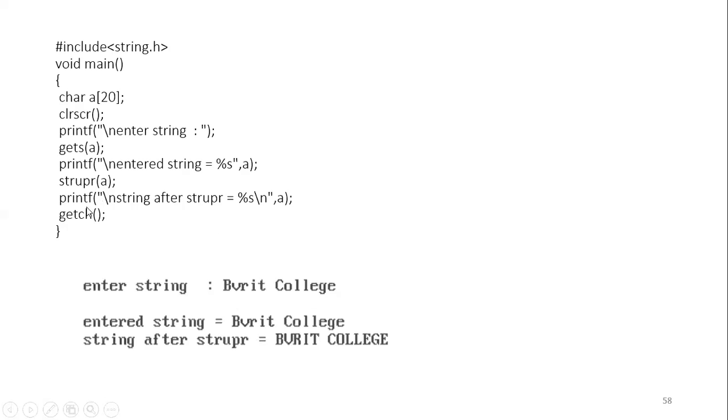After this statement, I am displaying the string after strupr. I am displaying string A. After strupr, it is converted into BVRIT COLLEGE, all uppercase characters. So here all the lowercase characters are converted into uppercase characters. That is done by using the strupr function, which is present in the string.h header file.